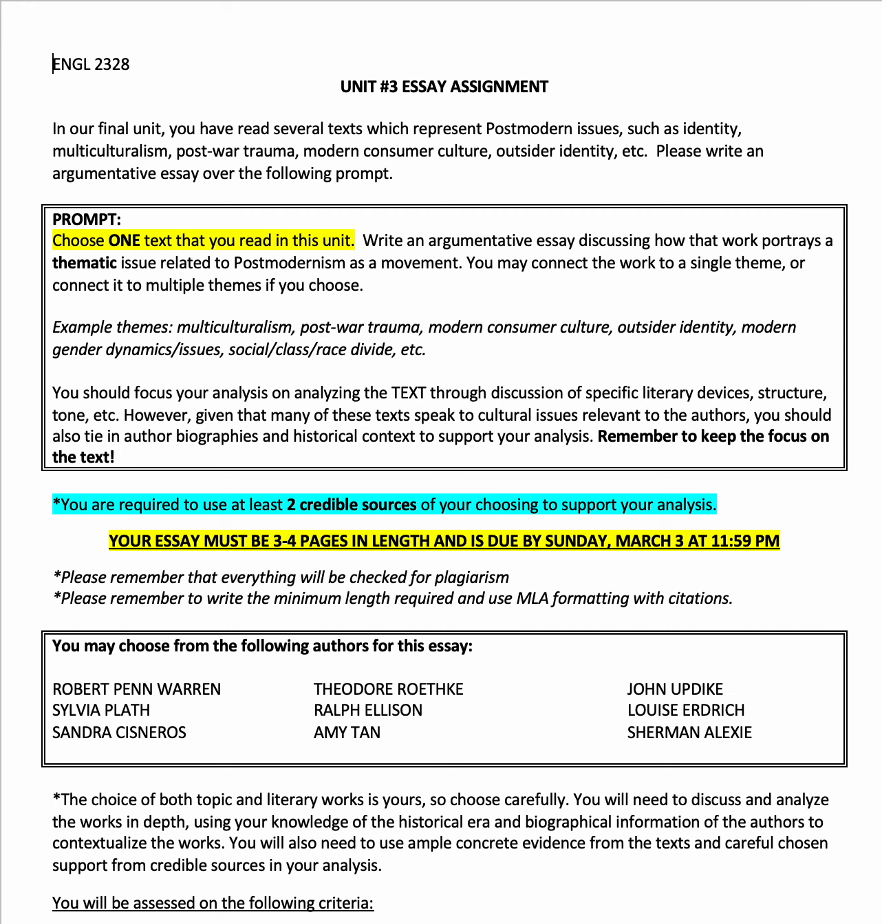Your essay needs to be 3 to 4 pages in length and is due by Sunday, March 3rd at 11:59 p.m. Remember that everything is checked for plagiarism, has to be in MLA formatting with citations, and the minimum length is required. You're always welcome to write more, you just can't write less.